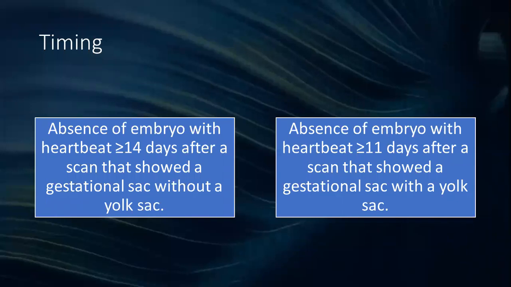So in scheduling our follow-up, we can use the timing method on how we can schedule our follow-up to then make our definitive diagnosis. It is expected that when we do a scan and document a gestational sac without a yolk sac, after approximately 14 days, we should be able to see an embryo inside the gestational sac, an embryo with a heartbeat. If we see a gestational sac and we document a yolk sac, after approximately 11 days, if we do a follow-up, we should be able to see an embryo.